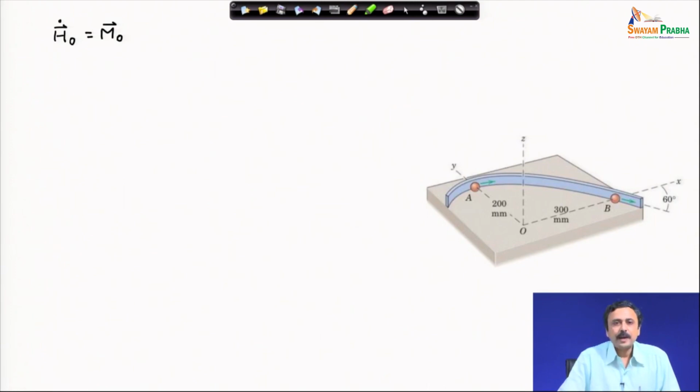We start by writing the angular momentum and angular impulse relation that we have just now derived. Rate of change of angular momentum about O is the moment of all forces acting on the particle about O, which is M O.